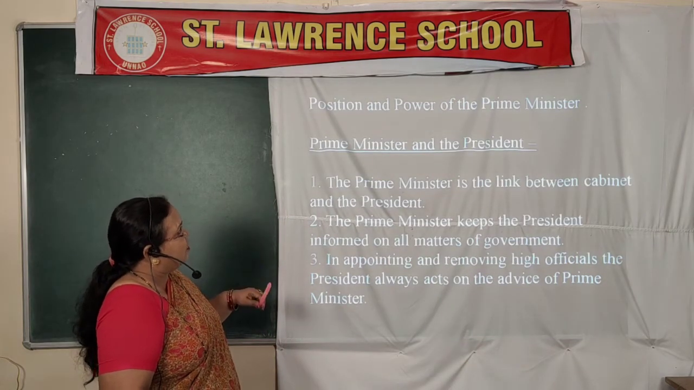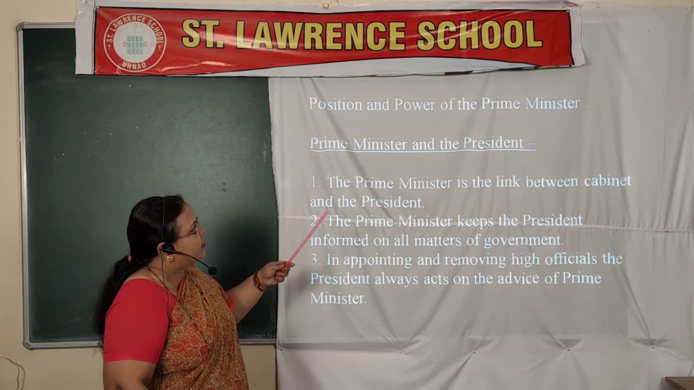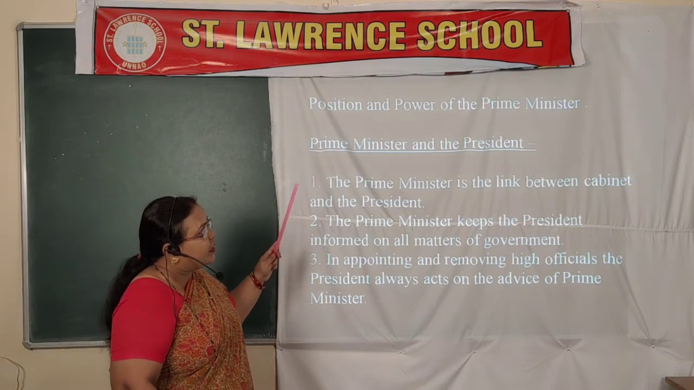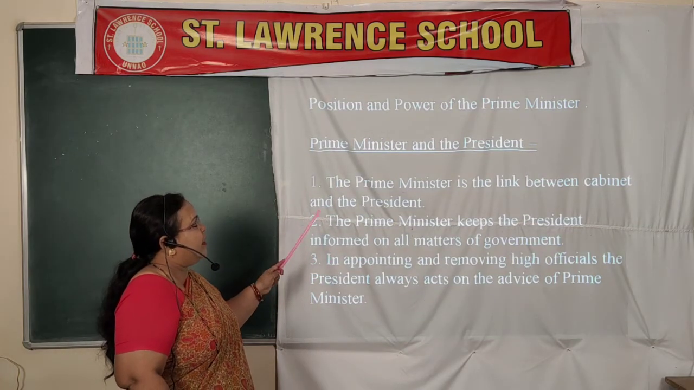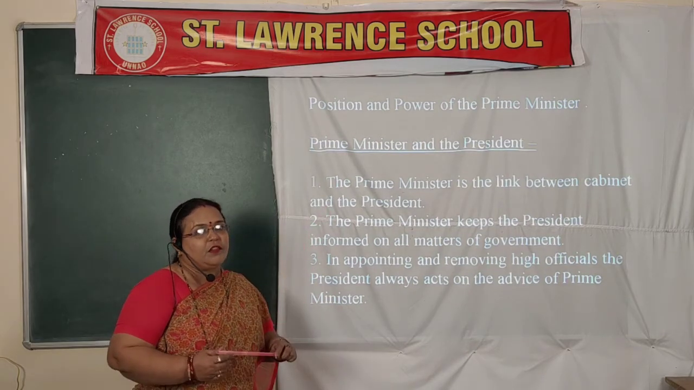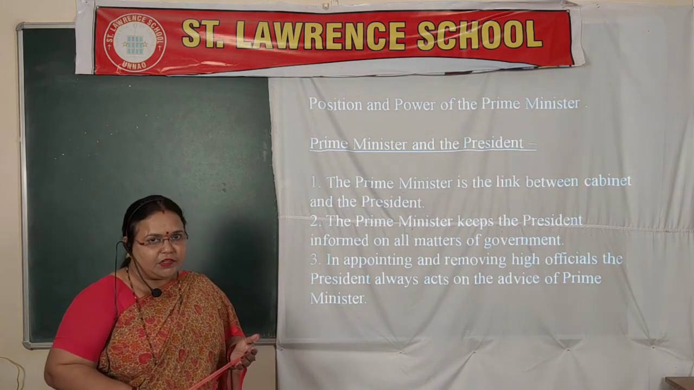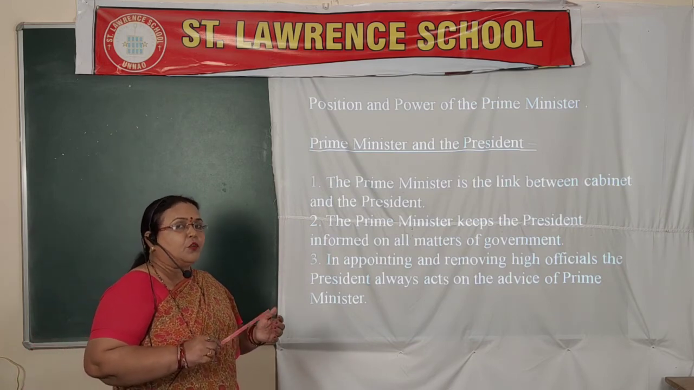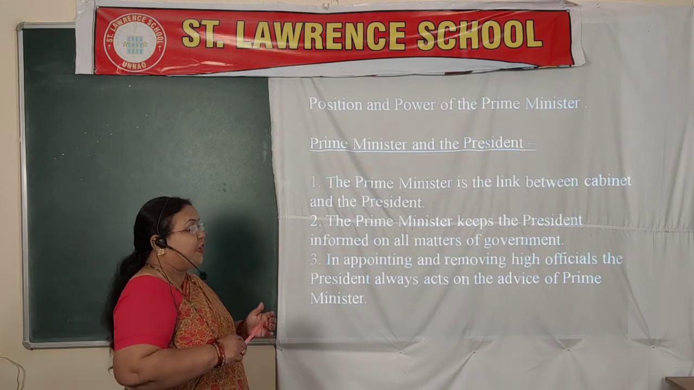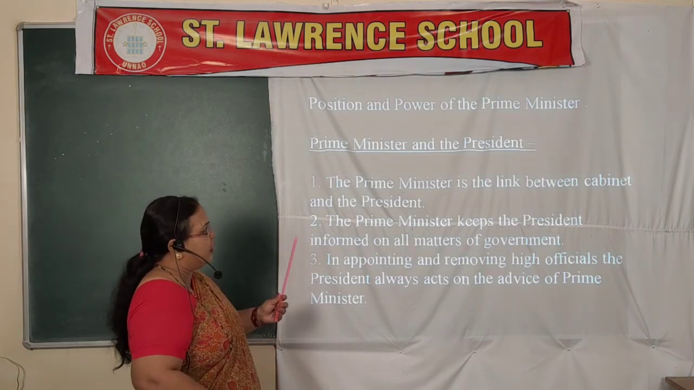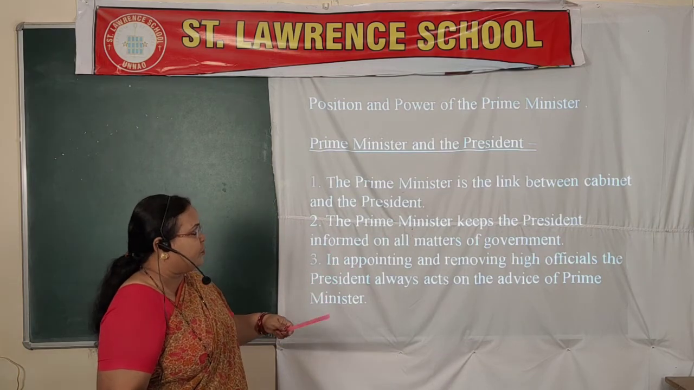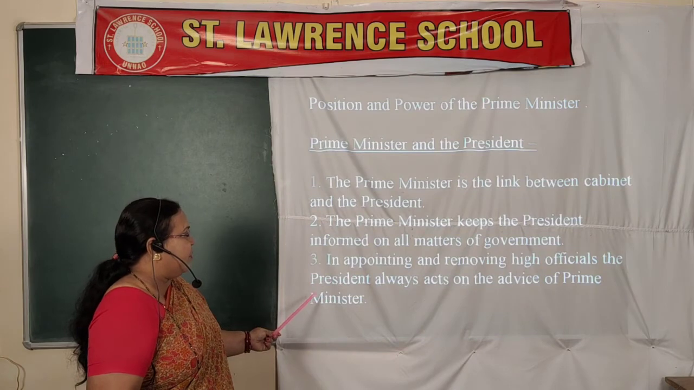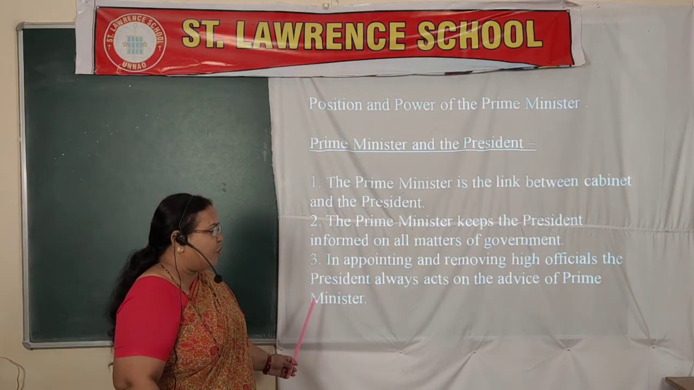Position and power of the Prime Minister. We can see the relationship between the Prime Minister and the President. The Prime Minister is the link between the cabinet and the President. Whenever the Prime Minister has a meeting with the cabinet, whatever decisions are taken, all those decisions are communicated to the President by the Prime Minister. The Prime Minister keeps the President informed on all matters of government. In appointing and removing high officials, the President always acts on the advice of the Prime Minister.